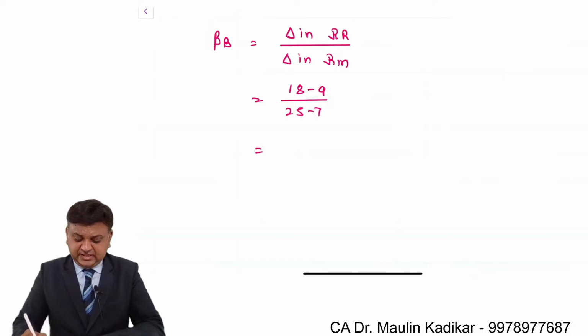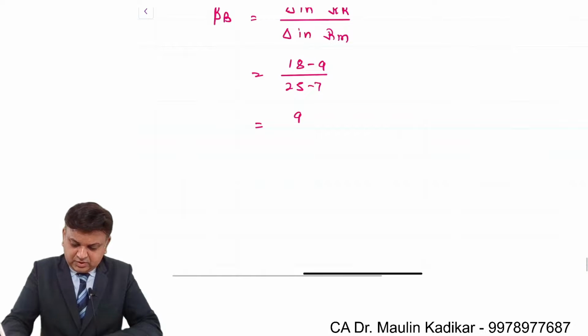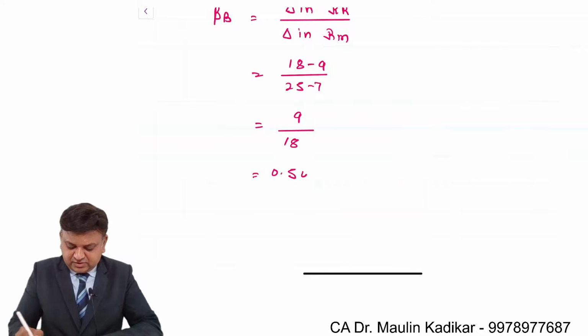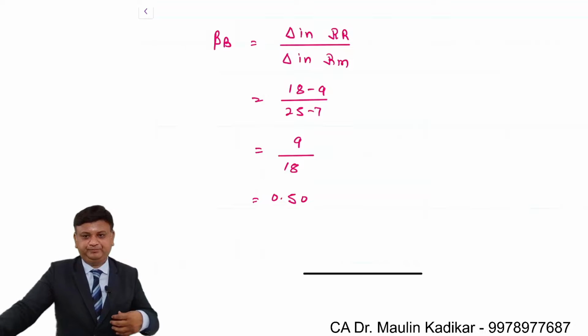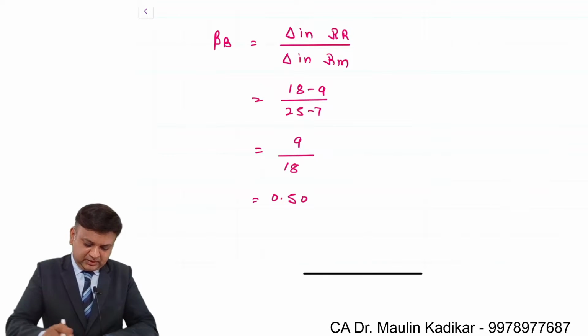So 18 minus 9 is 9 and 25 minus 7 is 18. That comes to 0.50. That is the way the beta can be calculated. Next question.